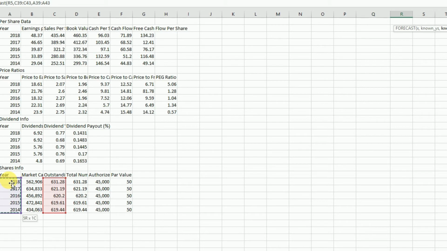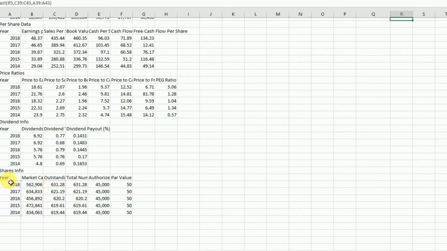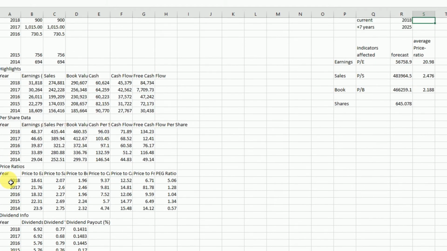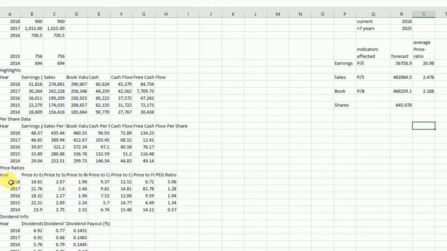This is the known X, and then close parentheses. So we have 645 million. Is that the point? Yeah. So that's your number of shares. So now with this in mind, then you will have generally a forecast of the price in 2025. Okay, so the earnings is 56 billion, while your number of shares is 645.